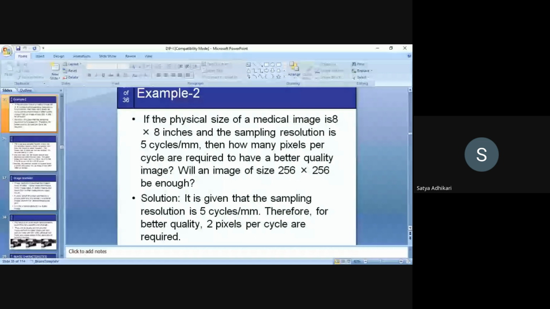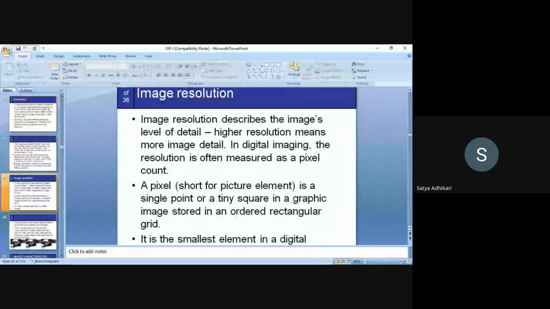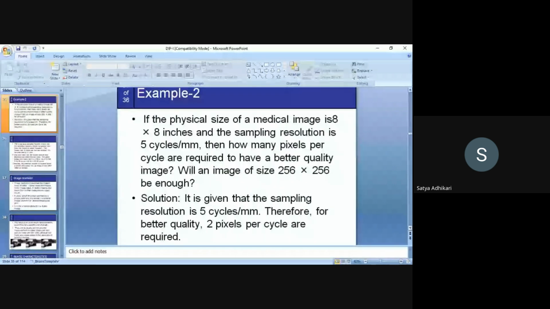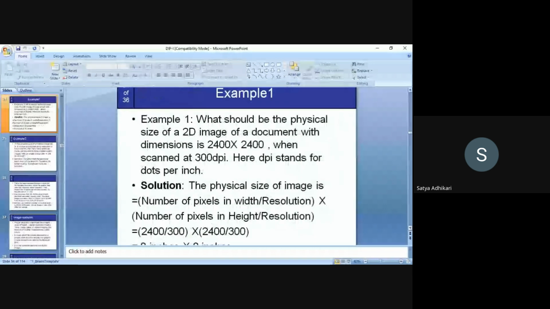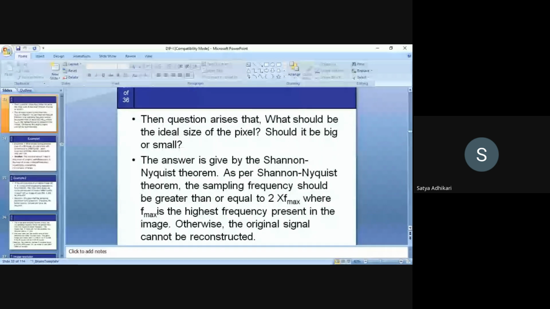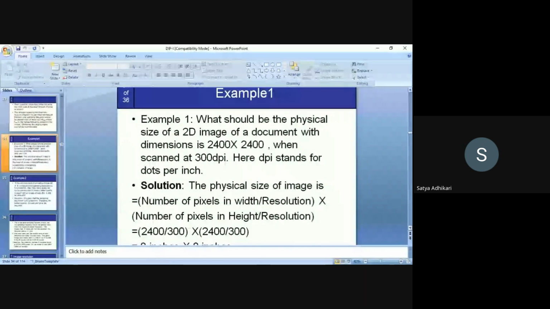I have already discussed what is the ideal size, and the ideal size according to this theorem is greater than or equal to 2 into f max, where f max is the highest frequency present in the image, or otherwise the original signal cannot be reconstructed. We had an example, you see on your screen.